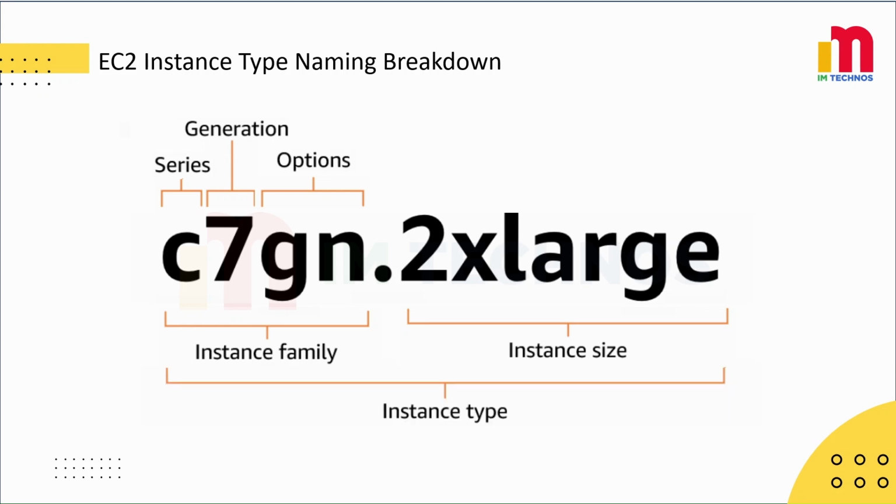So the idea is simple. First, choose a family based on your workload. Then look at the instance types within that family. And finally, pick the size that fits your needs. So once you understand this pattern, EC2 instance types become really easy to read.